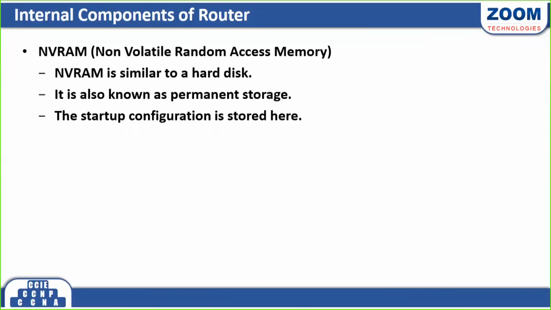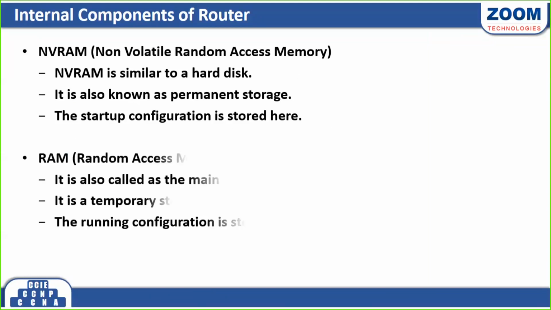NVRAM, non-volatile random access memory, is similar to a hard disk. It is known as permanent storage. The startup configuration is stored here. And RAM is also called main memory, or temporary storage. The running configuration is stored here. These are all internal components of a router.